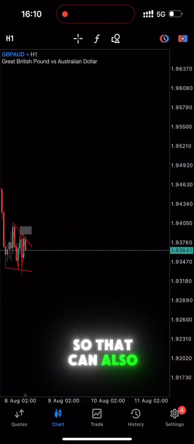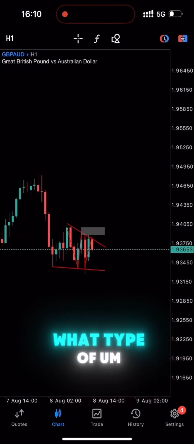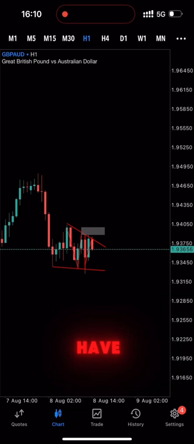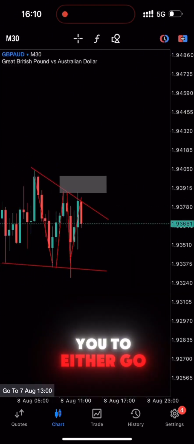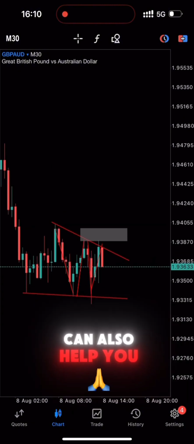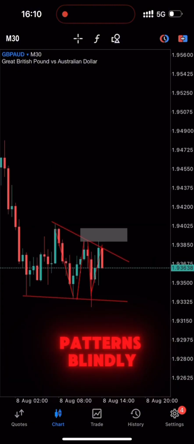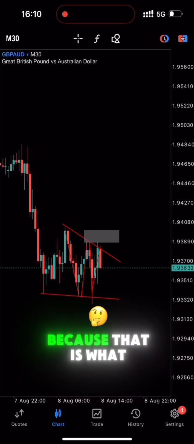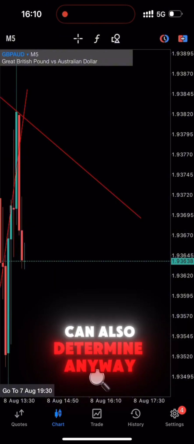So that can also help you to identify what type of pattern structure you have, so that it helps you to either go uptrend or downtrend. It can also help you. So don't just follow the patterns blindly. Also look inside the channel that you have, because that is what can also determine.